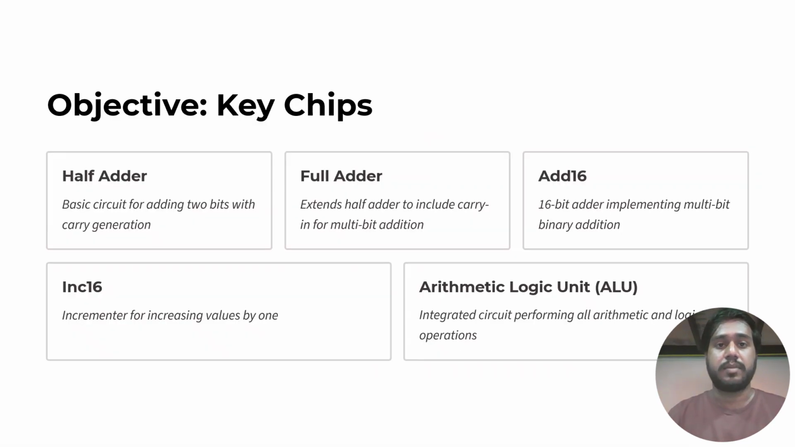Several chips are implemented to perform arithmetic operations. The half adder adds 2 bits and produces a sum and carry. The full adder includes a carry input for multiple-bit addition. Add16 and Inc16 operate on 16-bit numbers. Finally, the ALU combines all the arithmetic and logical operations into one component.